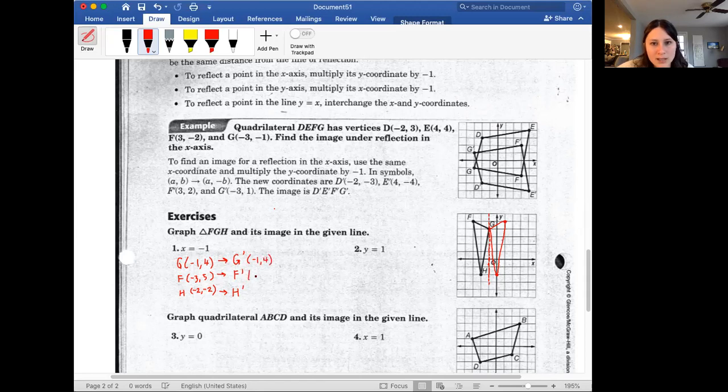This would be at 1, 5, and this would be at 0, -2. Okay.